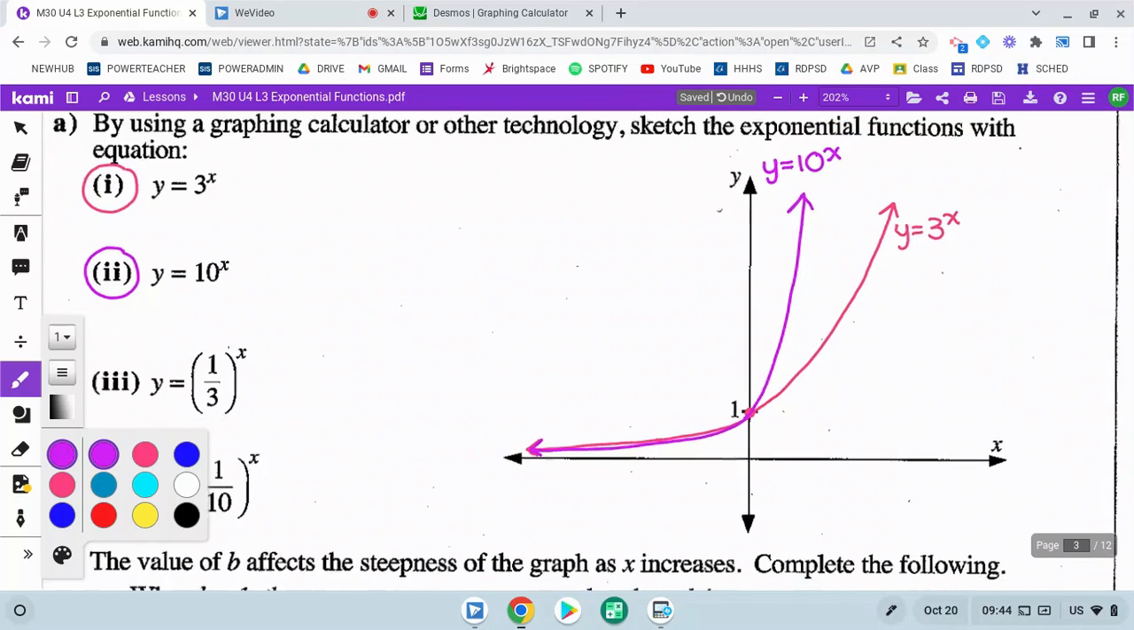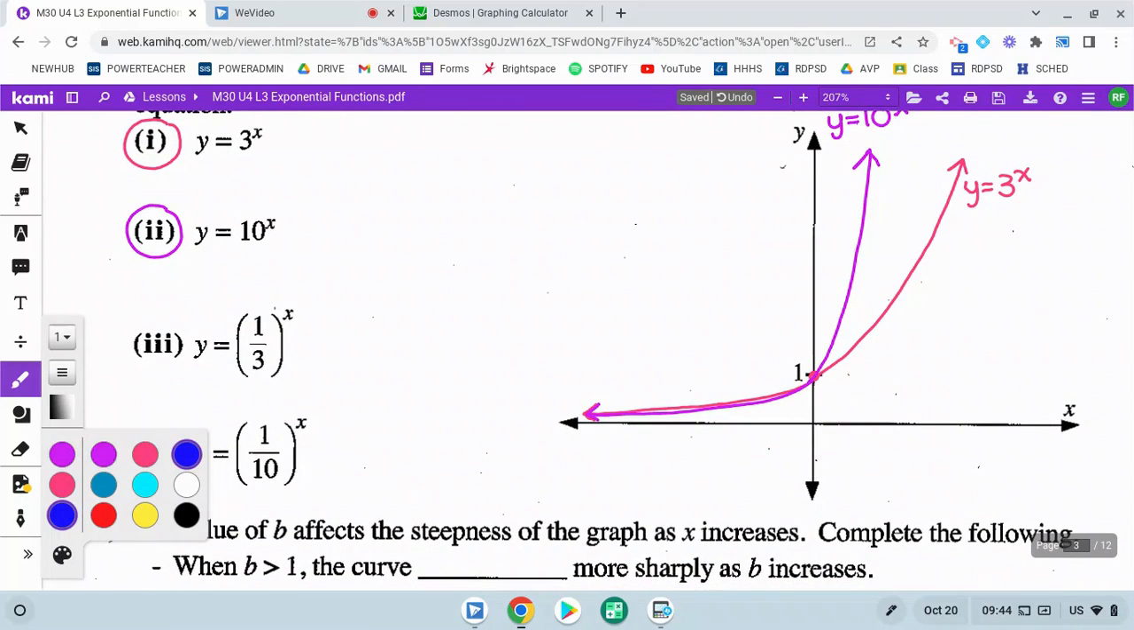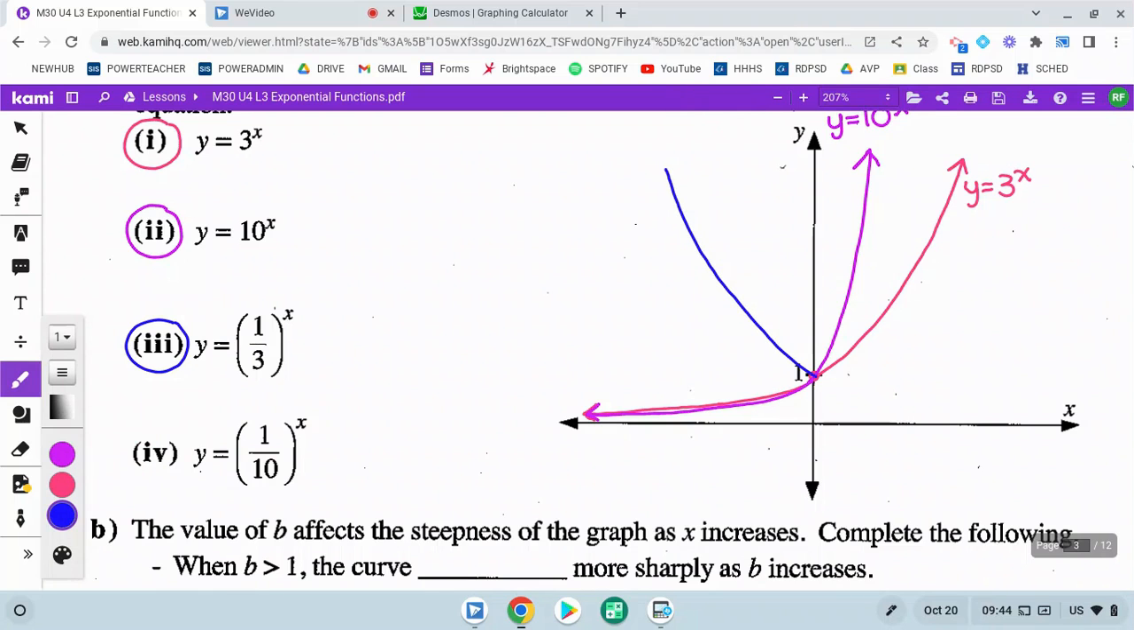Okay, then the next one we did was a decay function. This guy was a mirror image of my graph in pink, so I want to try and get them to kind of be in the same spot if I can, just on opposite sides of the y-axis. And going off in that direction.